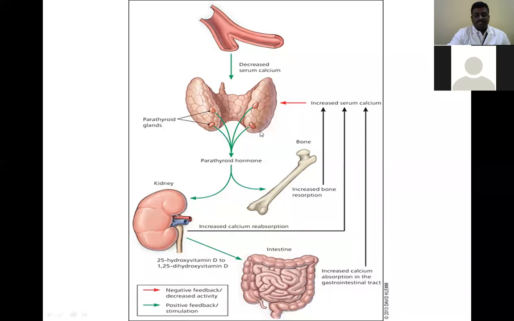In some conditions, such as cancer, we partially or completely remove the thyroid gland. Along with the thyroid gland, the parathyroid glands are also removed. So there is no chance to produce parathyroid hormone. When there is no parathyroid hormone, there is no action of reabsorption or bone resorption. In these conditions, we will observe low serum calcium, or hypocalcemia.